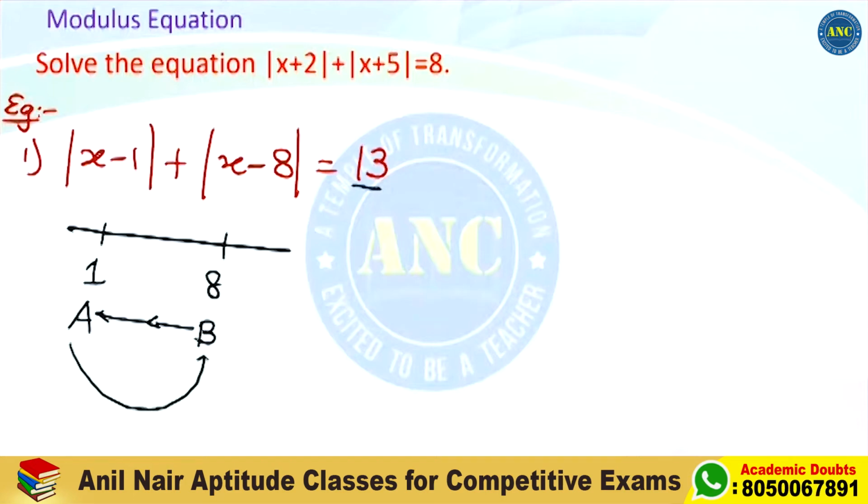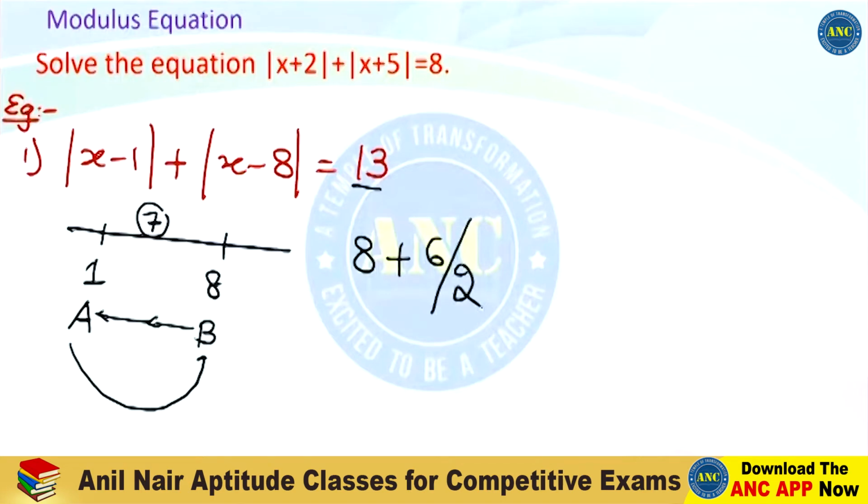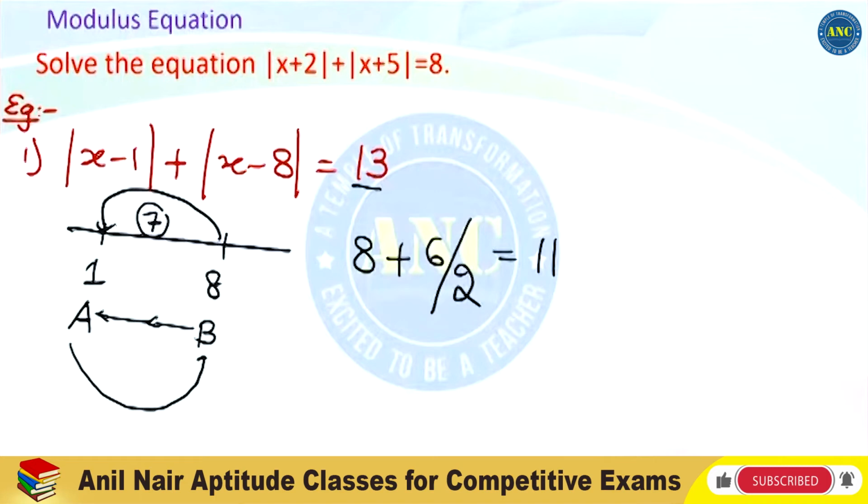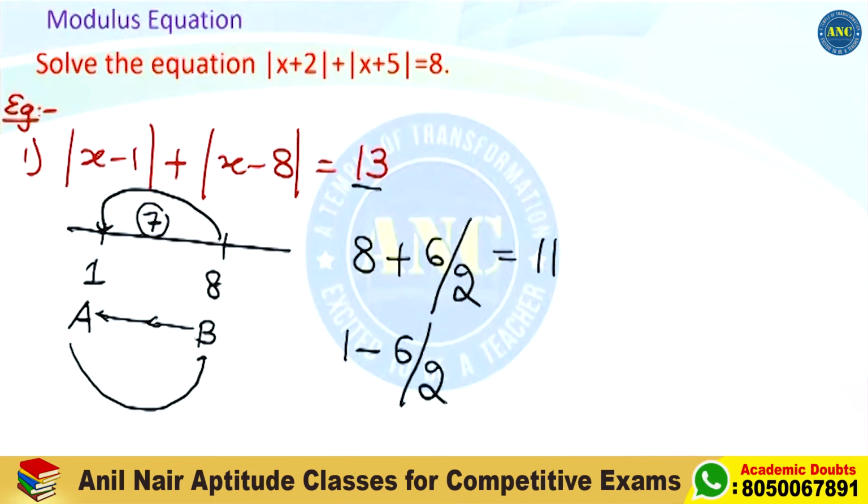A will go to B. 7 units already traveled from 8. Remaining 6 units. A and B both will travel. So 8 plus 3, it is nothing but 11. I hope the idea is clear. Now B will go to A. 7 units traveled from 1, 7 already traveled. Remaining 6 units. 6 units to the left of 1 is negative. This is nothing but 1 minus 3, which is minus 2.